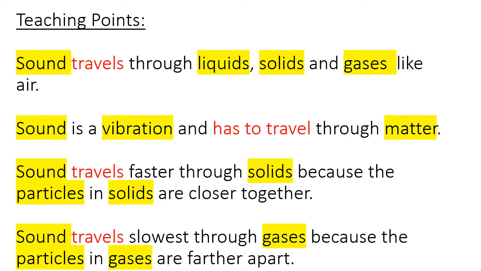So, this is what we need to know: sound travels through liquids, solids, and gases like air. Sound is a vibration and has to travel through matter. It cannot travel through empty space. Sound travels faster through solids because the particles in solids are closer together. So answer choice A was the answer. Sound travels slowest through gases because the particles in gases are farther apart.